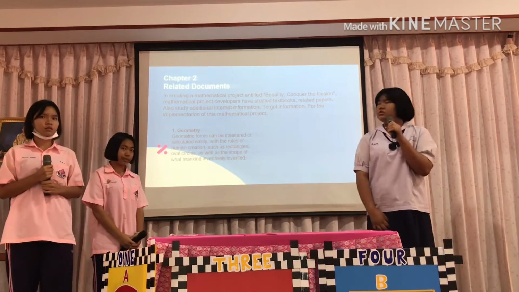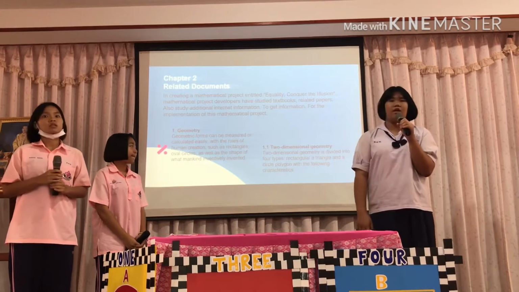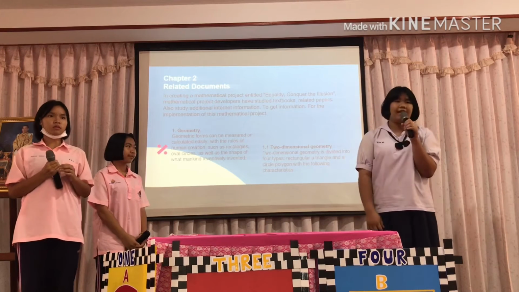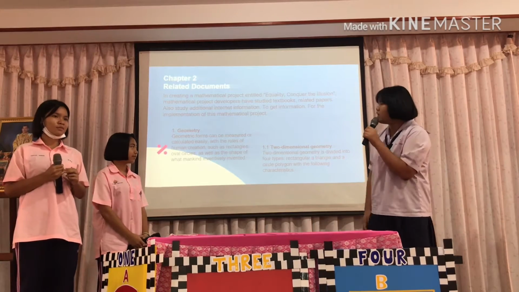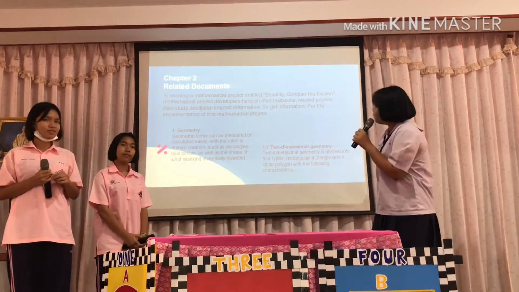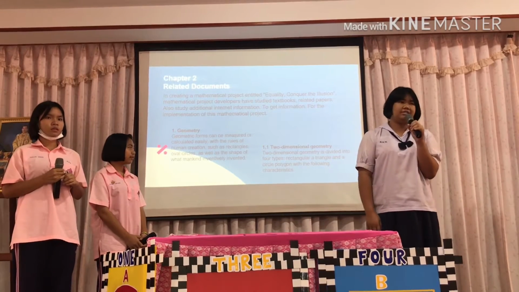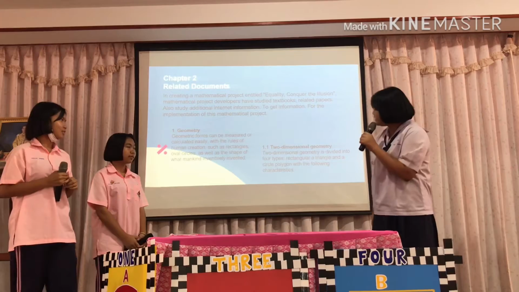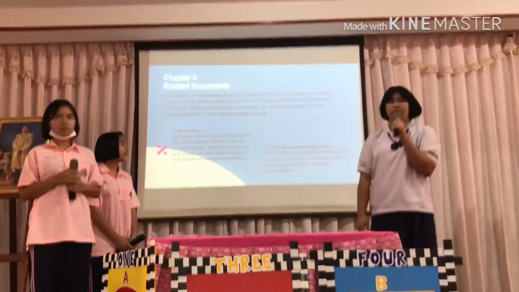Third, geometry. Geometric forms can be measured or calculated easily with the rule of human creation, such as rectangle, oval, circle, and bell, the shapes of what mankind inventively invents. 1.1 Two-dimensional geometry. Two-dimensional geometry is divided into types: rectangular, triangle, and circle, corresponding with the following characteristics.